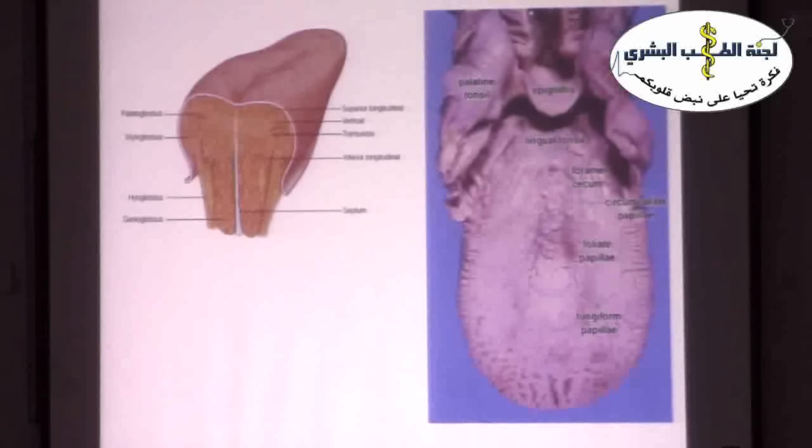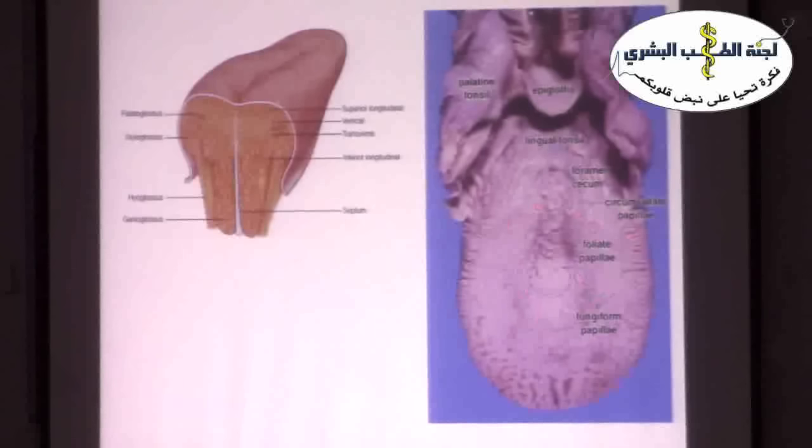Okay? Here you see they are very well developed. This indicates that this tongue is from an animal. Actually, this is a cat tongue. It's not a human tongue. Yes? So these are the foliate papillae. Those are the vallate papillae. Those are the fungiform papillae.